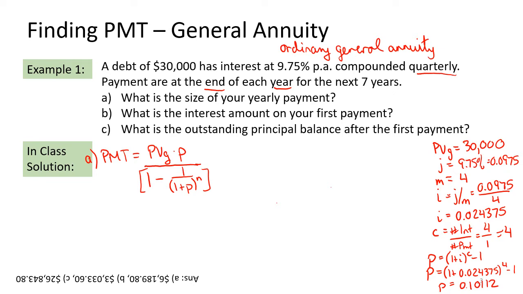Our last calculation is N. So in this case, we're making payments once per year for 7 years. So 7 years multiplied by 1 payment per year gives you a value for N of 7.